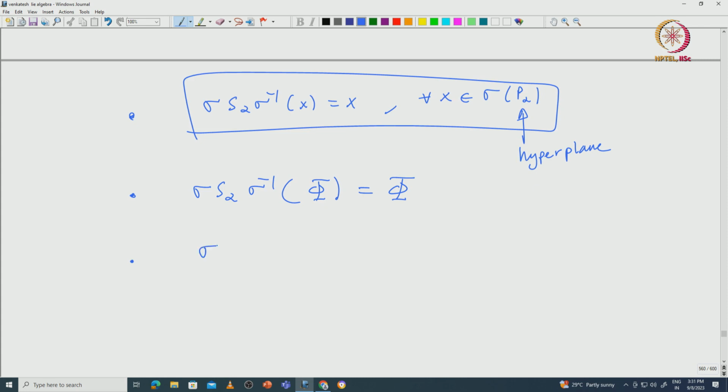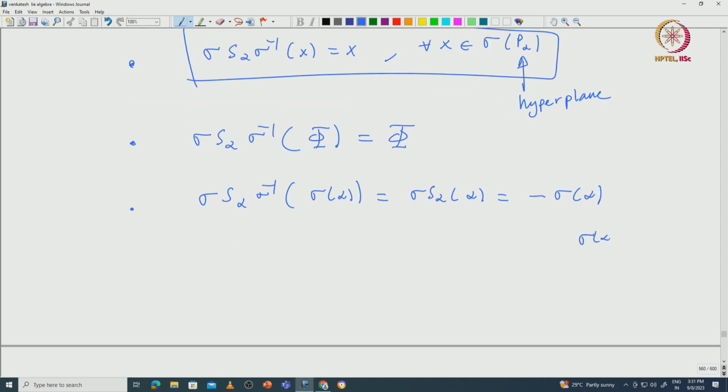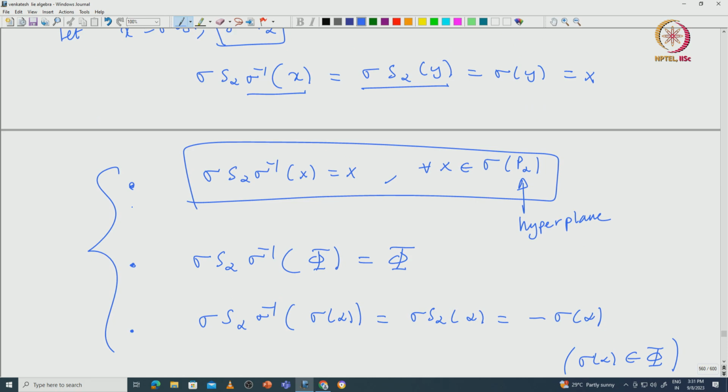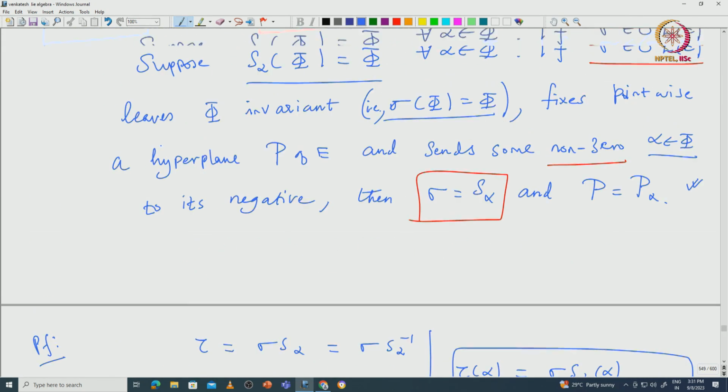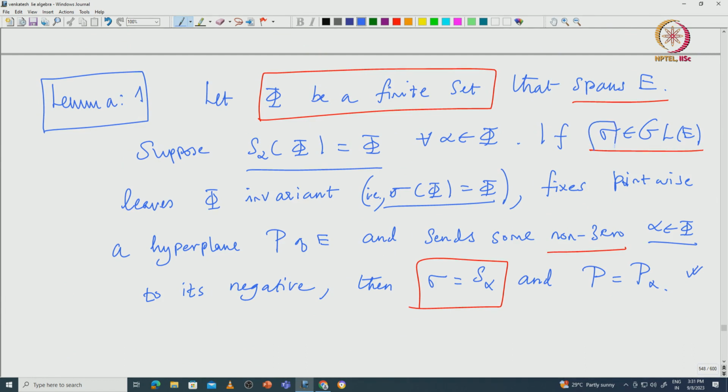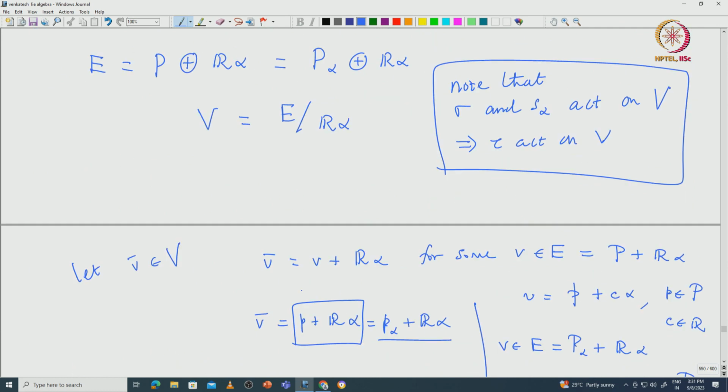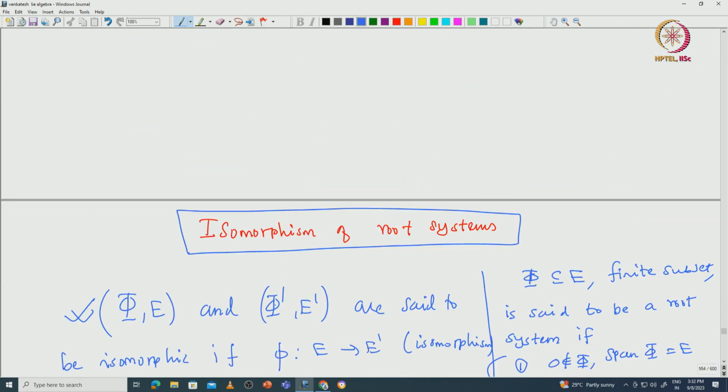Let us do this simple calculation: when you act sigma S alpha sigma inverse on sigma of alpha, what you get is exactly sigma S alpha of alpha, which is minus sigma alpha. Note that sigma of alpha is coming from phi and it is non-zero, because all the elements of phi are non-zero. So, this proves that sigma S alpha sigma inverse satisfies all the hypotheses in lemma 1. Let us go back to lemma 1 and check all the hypotheses. Sigma of phi is phi, it fixes a hyperplane pointwise, and it sends some non-zero vector alpha to its negative. So, all these hypotheses are satisfied for sigma S alpha sigma inverse.